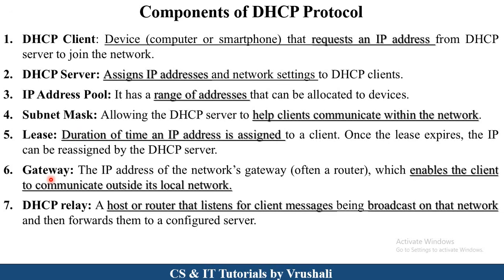Next one is the gateway. By using that IP address, you want to connect to the wide area network or metropolitan area network. So gateways enable the client to communicate outside the local area network. And the last one is the DHCP relay. It works as a host or router. It listens to all the client messages and broadcasts them in the network. So all these components are used while using the DHCP protocol.